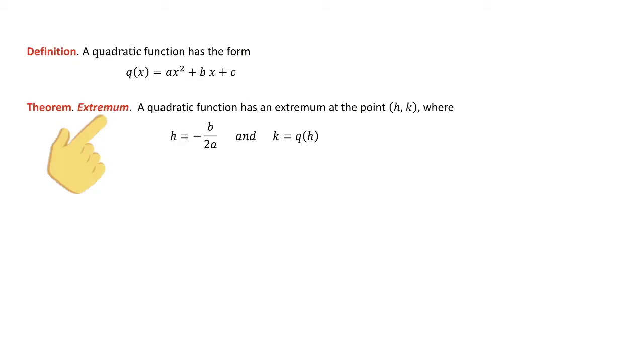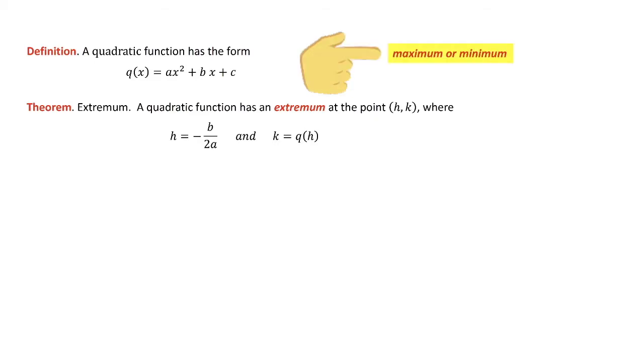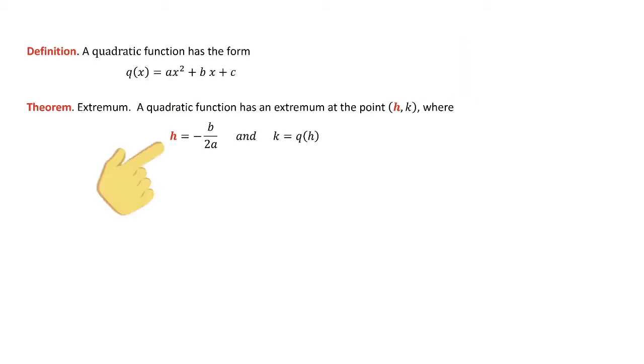And how about my third point? It turns out that I can also tell what the extremum is. Extremum means it's a maximum or minimum, an extreme point. So a quadratic has an extremum, a maximum or minimum value, and it occurs at this point (h, k), where h is given by this formula.